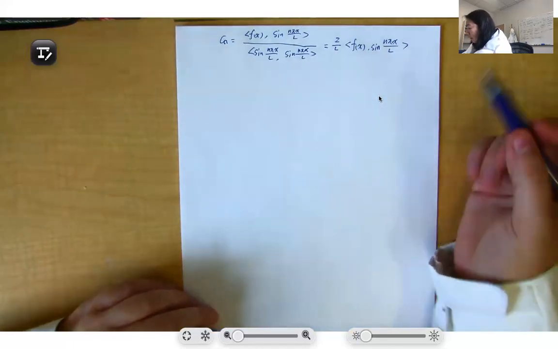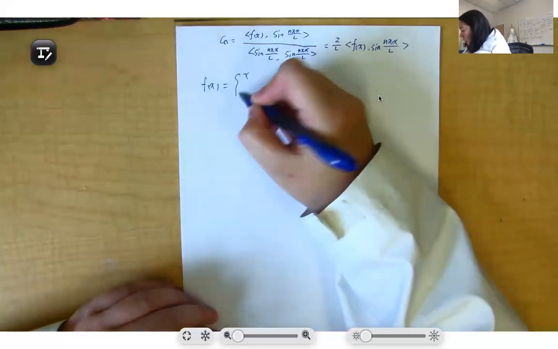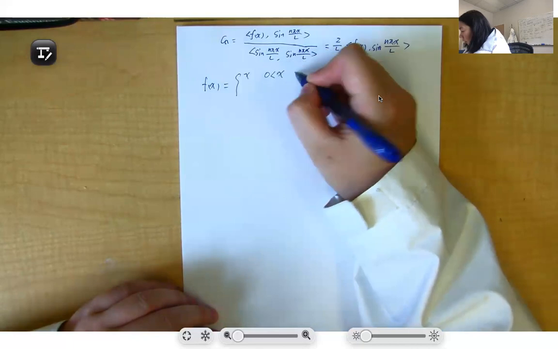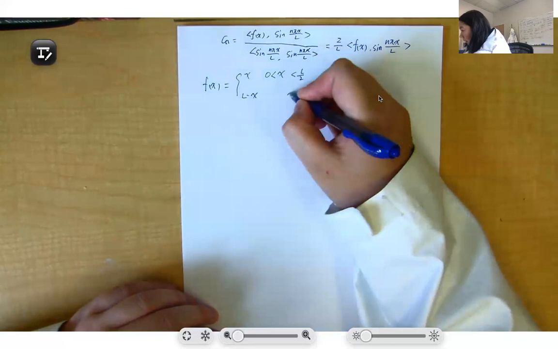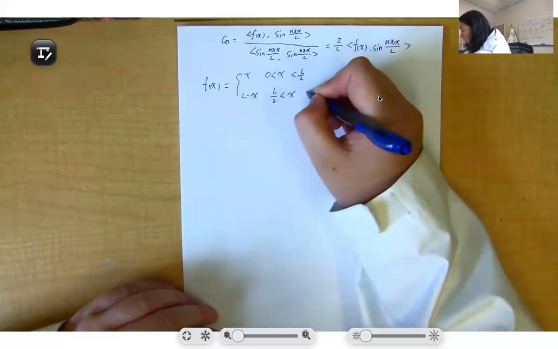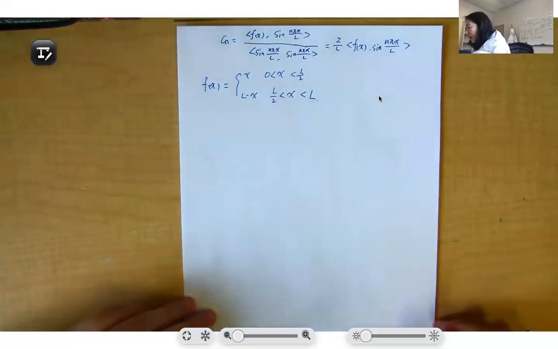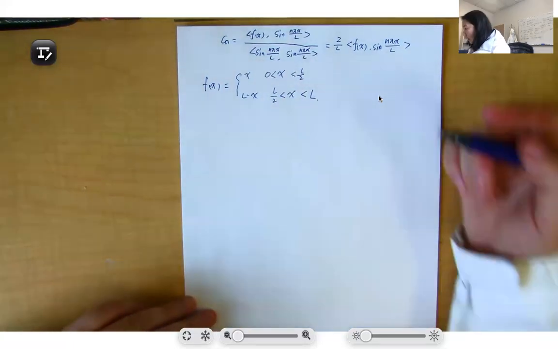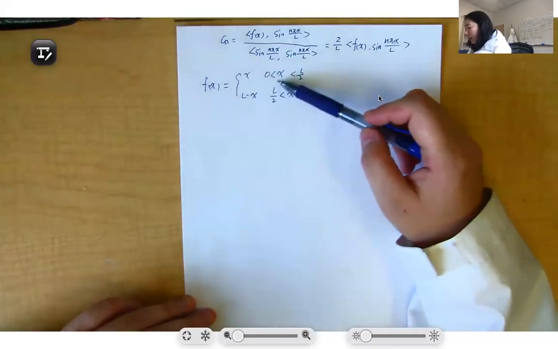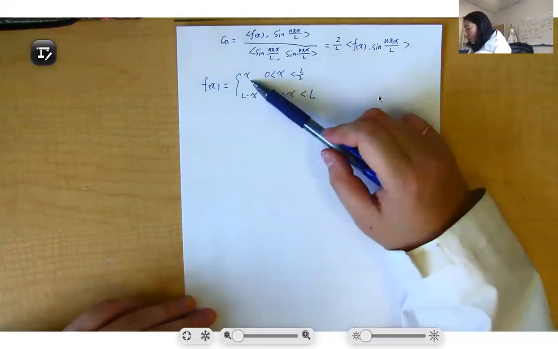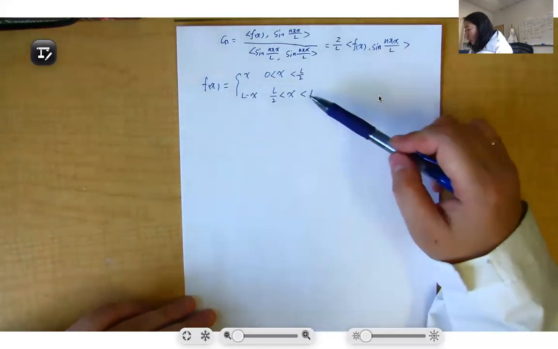Then the next is we know f(x) distribution equals x when x is smaller than L over 2, and equals L minus x when x is larger than L over 2 and smaller than L. This is a continuous function in each region. So when we do the inner product, we will do the inner product for each region.